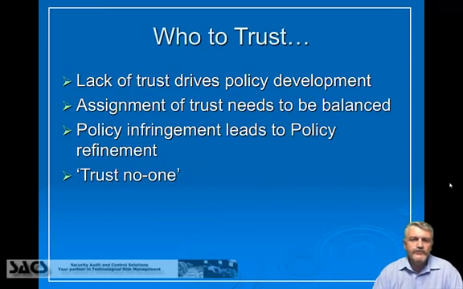Now, the lack of trust drives policy development. Assignments of trust need to be balanced, of course, and policy infringement leads to policy refinement. This is the update process. Suddenly you realize you don't cover something in your policy, and for example, you find that some staff are suddenly most of the time sick on a Friday or a Monday, and you might update your policy and say, listen, if you're sick on a Friday or a Monday, have a doctor's note. Also, you can say trust no one, but verify that issue.